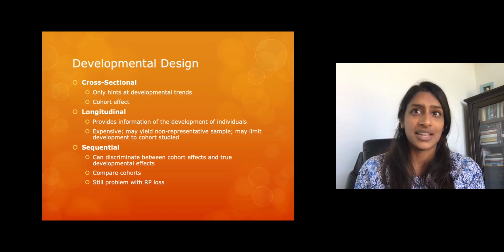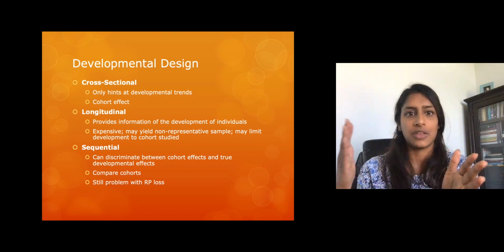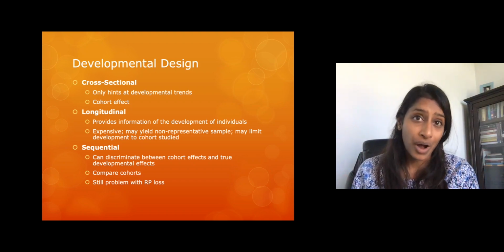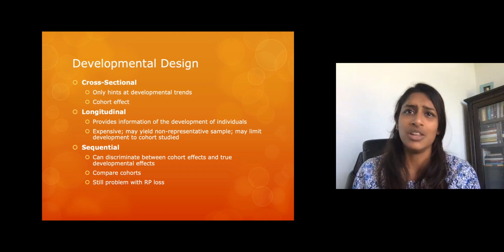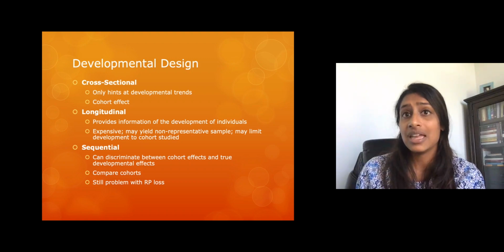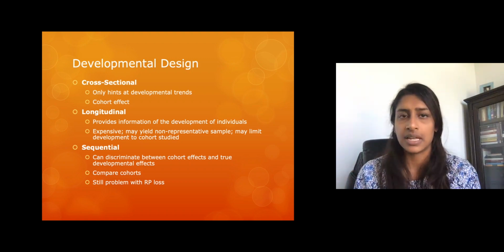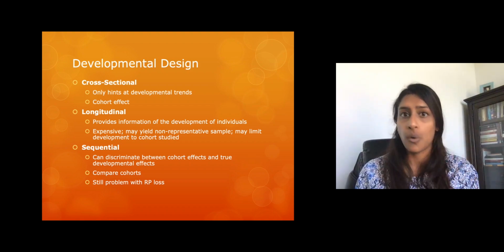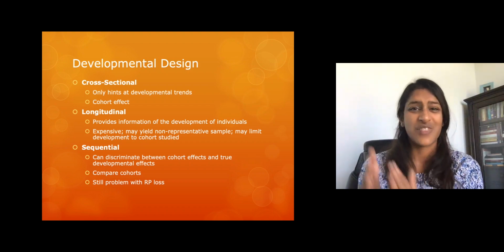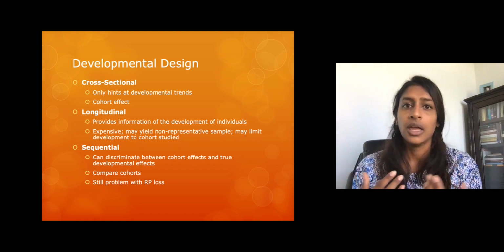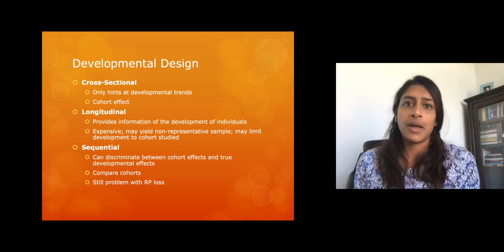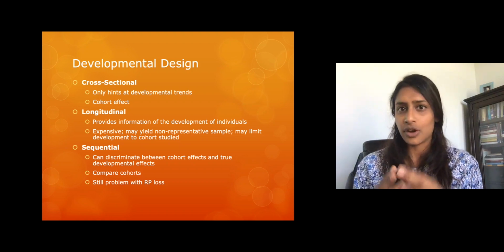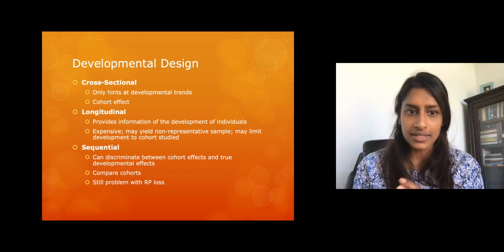Our longitudinal design is great. It really provides us with information of that development over time. But the problem with this is it's extremely expensive, and it might not be necessarily representative. There might be also cohort effects here as well, right? We're just following the same kids over time, so if something were to influence that cohort, we might not actually know the difference. So sequential designs are kind of the best of both, right?